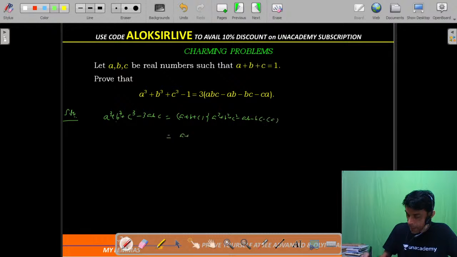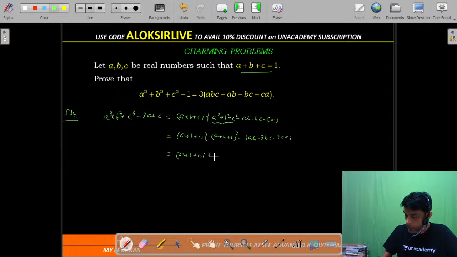But I can write this as a plus b plus c, and because a plus b plus c is given to be 1, I write this in terms of that. So I write (a plus b plus c) whole squared minus 3ab minus 3bc minus 3ca. So that is a plus b plus c, and this is 1. So I can write 1 times 1 minus 3 times (ab plus bc plus ca).